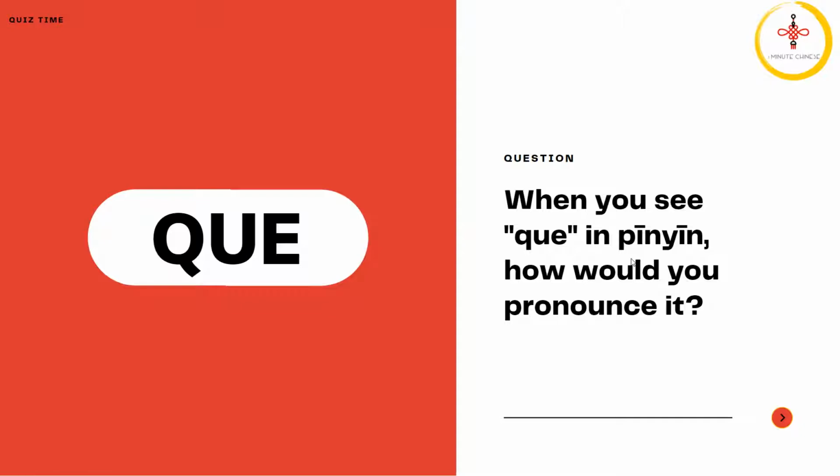Question. When you see QUE without the two dots on top of it in Pinyin, how would you pronounce it? The answer is 缺.